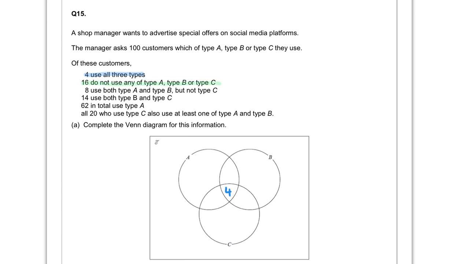60 do not use any. Right, so that means 16 goes on the outside. 8 use both type A and B, but not type C. So 8 is here technically, A and B, but when it says not C, it just means this. So you know that this is 8. Then it says 14 use both type B and C. So B and C is here, and this is 14. But we already have 4. So what plus 4 is 14? 10.